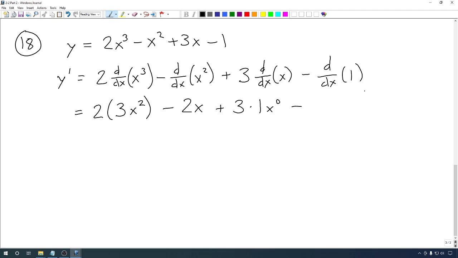Finally, the derivative of 1, well, 1 is a constant. So that's just 0. That's always equal to 0. And so what we have here, we have a 6x squared. We saw a minus 2x. Of course, everything that the 3 is being multiplied to is a 1, so we just end up with that 3. Of course, the 0 goes away. So the derivative of this cubic is this quadratic.